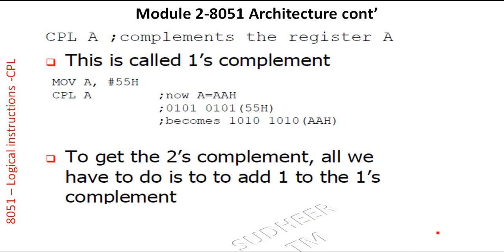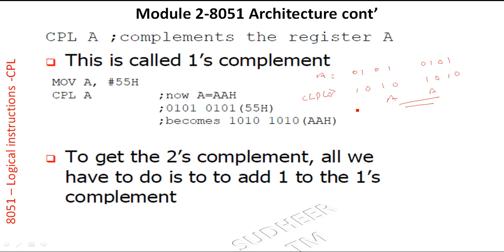Next, CPL A, complement the register A. Very clear, complement just inverts the content of the accumulator. For example, MOV A, #55H. While executing the instruction, A will be 0101 0101. Then CPL A makes bit by bit 1 become 0, 0 become 1, so 1010 1010. That is the content of the accumulator, every bit complemented. So A 55 we can change to AA by making every bit its complement.